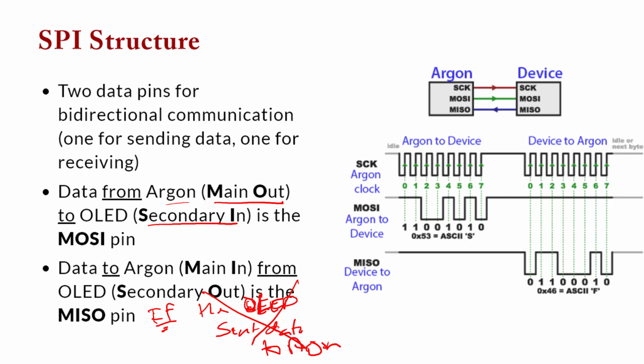And then finally, we have the SCK pin. That's the clock. So for us to connect this device, we actually only need these two pins, because data is being sent from the Argon to the device, and the Argon is controlling the clock, and that's it. But you might have other SPI devices that would send data back and forth.